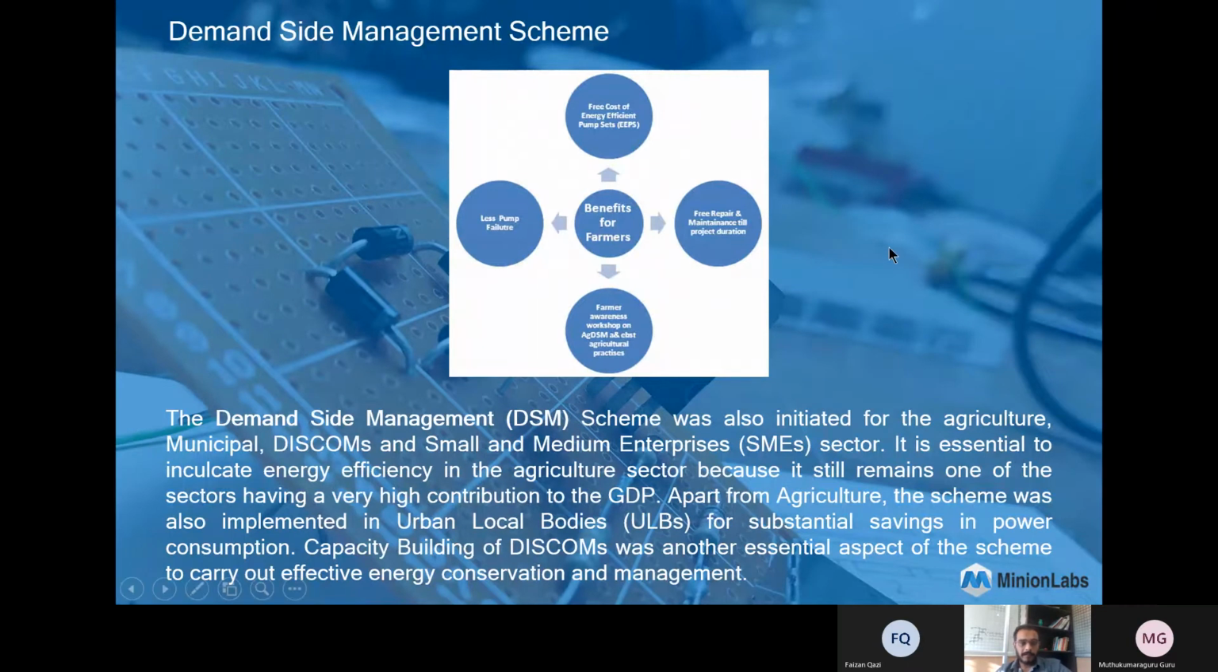So these are the benefits from the farmer side when the demand side management scheme is implemented. That is, they had fewer pump failures, farmers' awareness workshops on agriculture demand side management to be practiced regularly, free repair and maintenance till project duration, and also free cost of energy efficient pump sets.